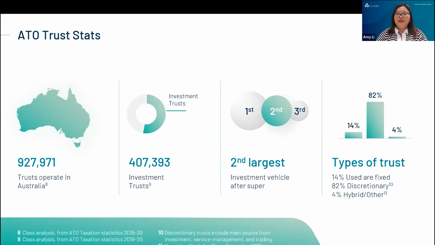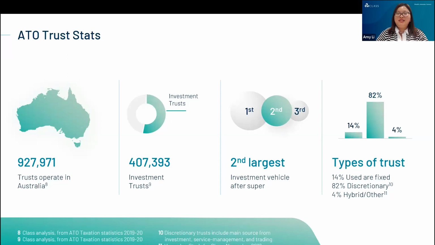Here, we have the figures from the ATO, the total number of trusts operating in Australia in the 2020 financial year. Everyone can see the number is quite significant. It's about 927,000 trusts operating in Australia, and almost half of them are investment trusts. And you can also see trusts have been the most popular investment vehicle after super.